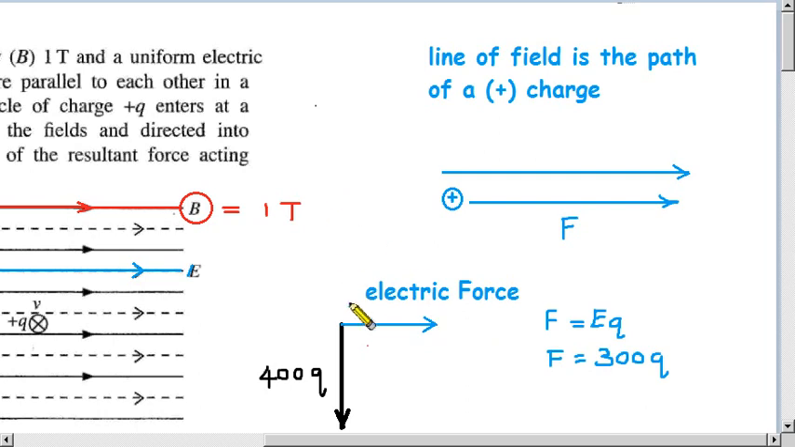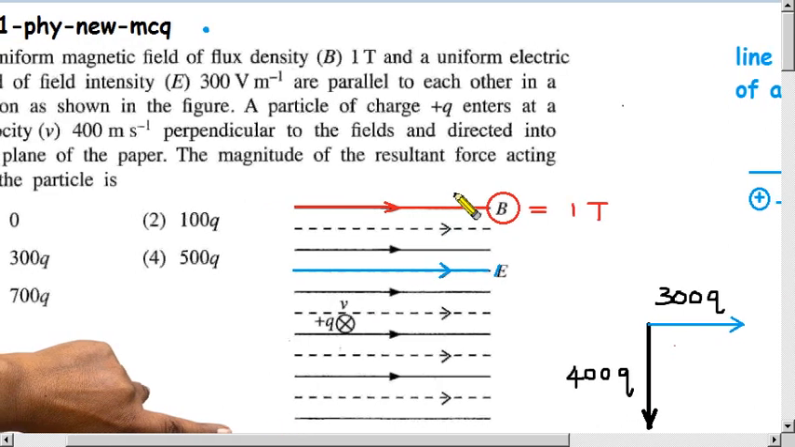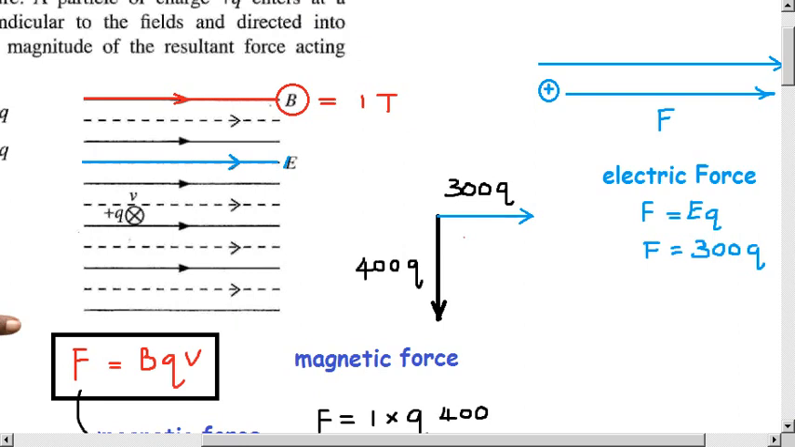So we can write it here now. So electric force is equal to 300 Q. What they want us to find out is the resultant force. So let us use the vector diagram to find out the resultant. So you know this one is the resultant. How to find this? You can use Pythagoras theorem.